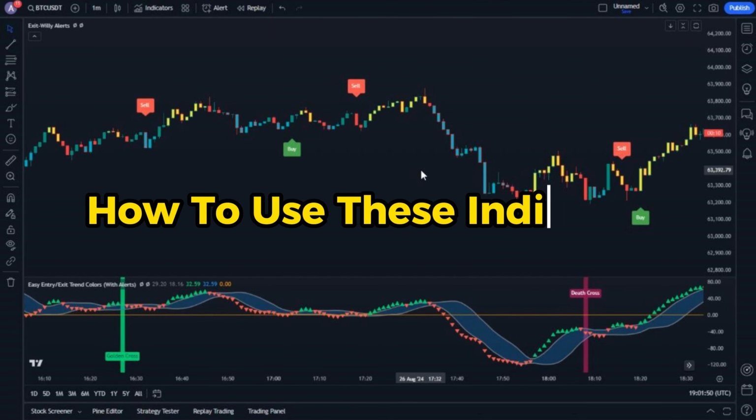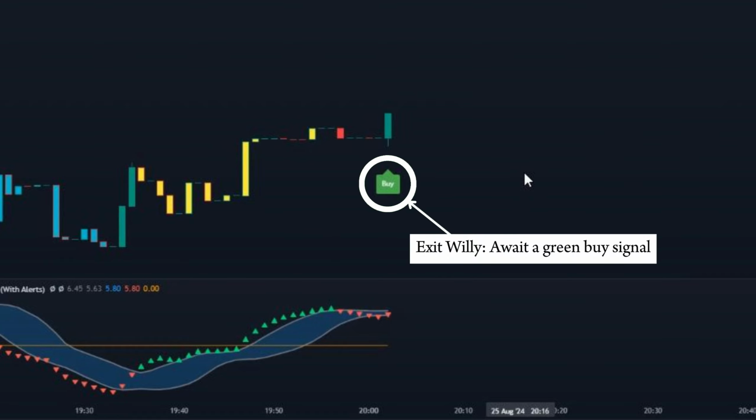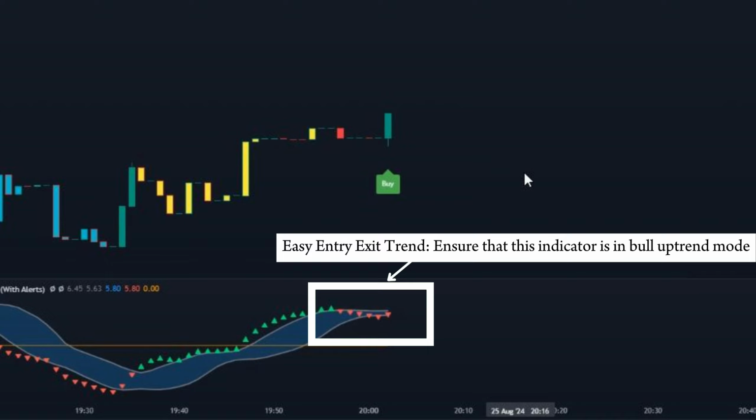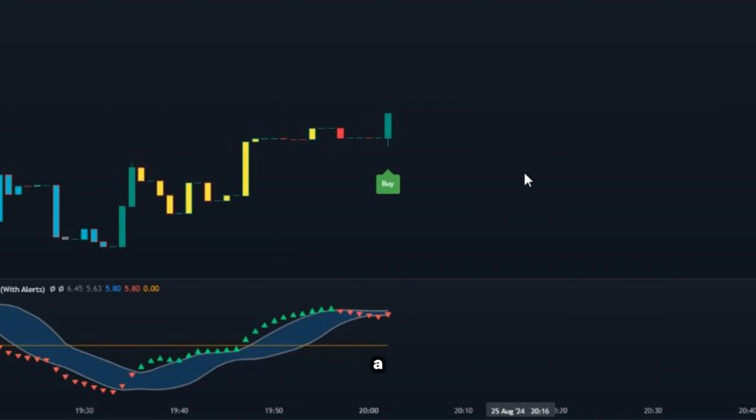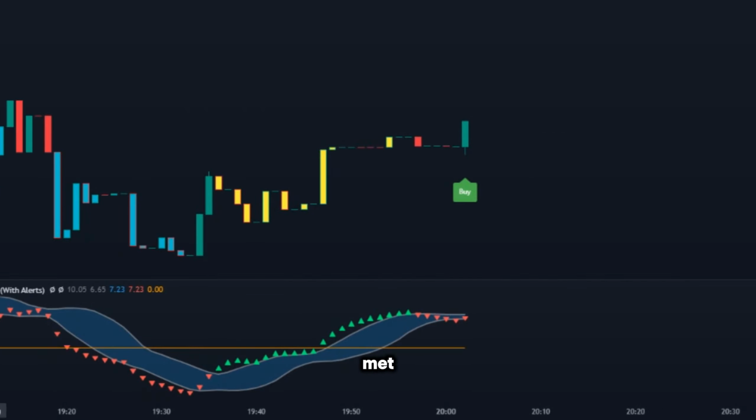How to use these indicators together to score winning trades. Entry signal, Exit Willie: await a green buy signal. Easy Entry Exit Trend: ensure that this indicator is in bull uptrend mode and that a bullish candle is present. Lastly, confirm the setup with a bullish candlestick pattern on the chart. When all three conditions are met, this constitutes a buy signal.